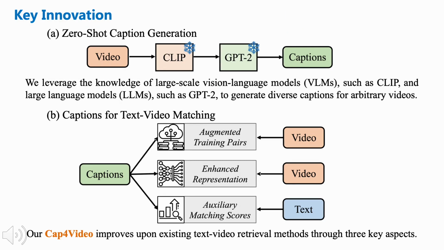We leverage the knowledge of large-scale vision language models, such as CLIP, and large language models, such as GPT-2, to generate diverse captions for arbitrary videos. When provided with auxiliary captions, a natural question arises: how can we leverage these captions to enhance the text video retrieval task? We propose Cap4Video, which maximizes the utility of the auxiliary captions through 3 aspects. 1. Input data augmentation for training. 2. Intermediate video caption feature interaction for compact video representations. And 3. Output score fusion.